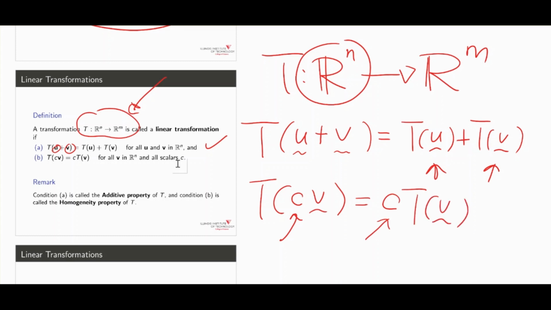So a transformation, a function, or a mapping that satisfies these two properties is very, very special. If you have a transformation that satisfies these two properties, the additive property and the homogeneity property, then we say that transformation is linear. So linear means this.